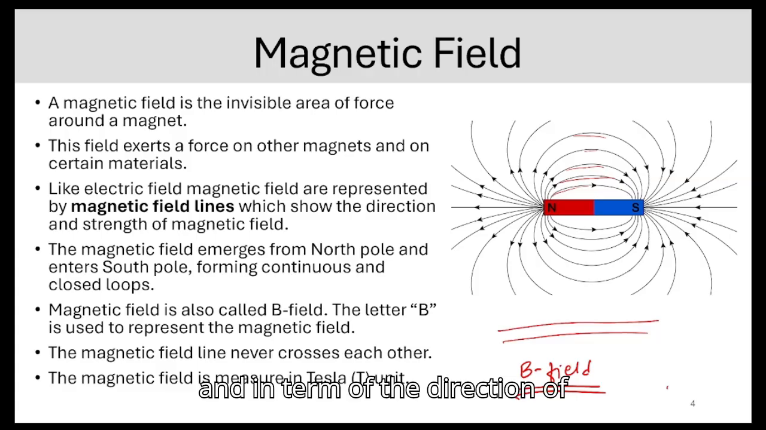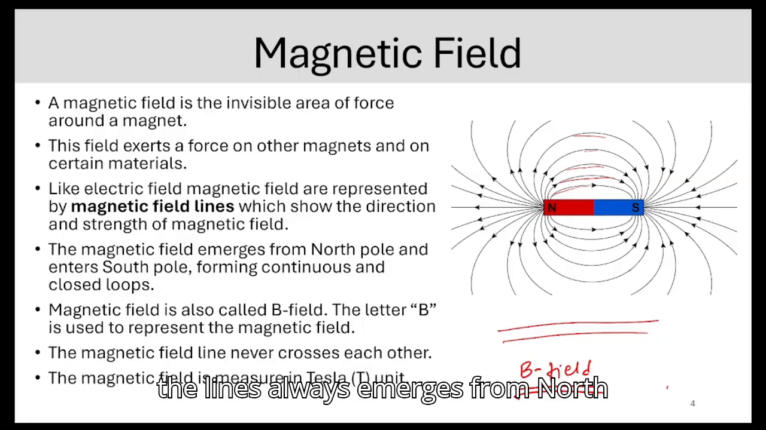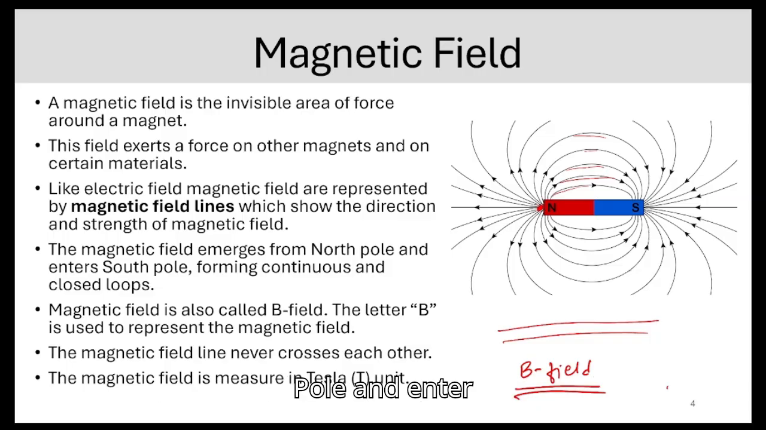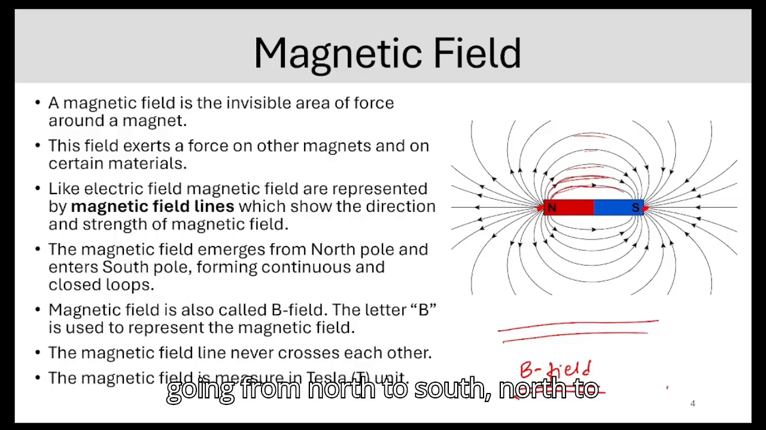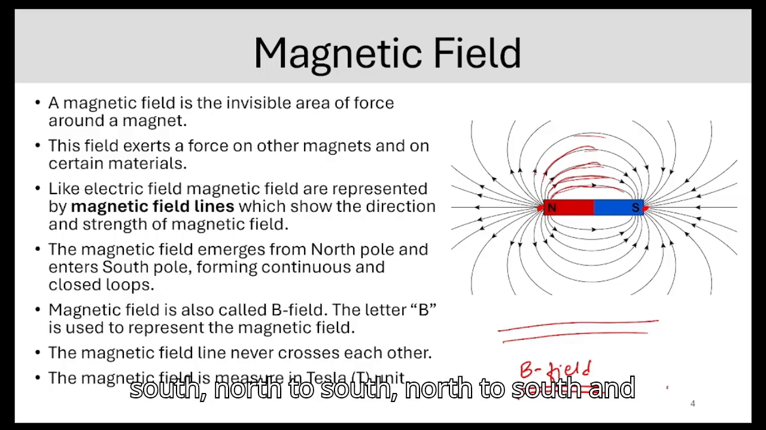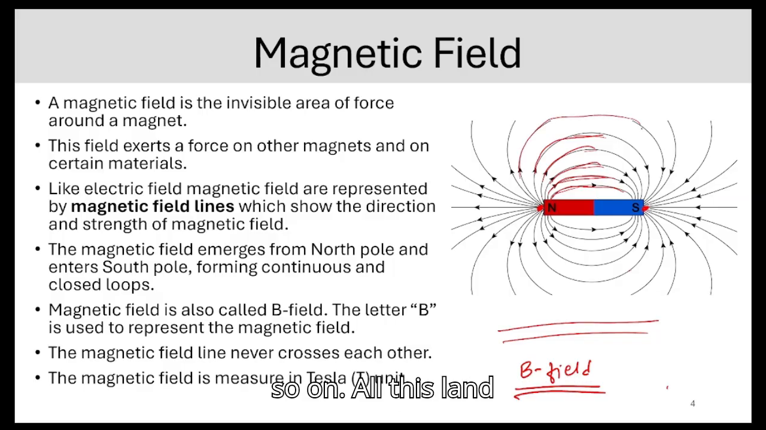And in terms of the direction of this magnetic field, the lines always emerge from the north pole and enter the south pole. If you see here, this is going from north to south, north to south, north to south, and so on. All these lines will go from north to south.